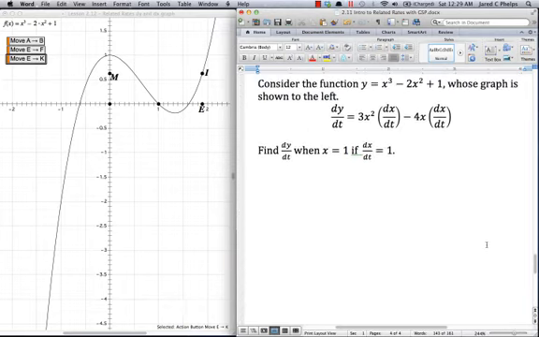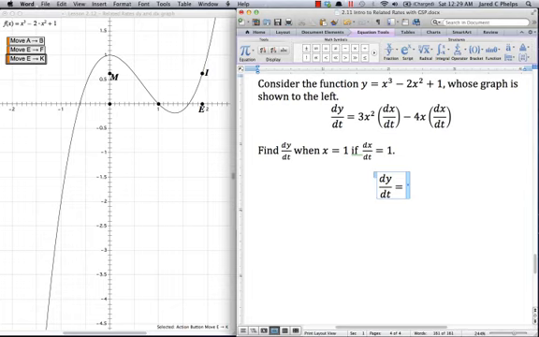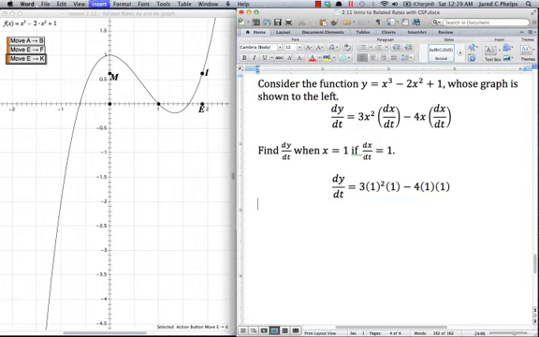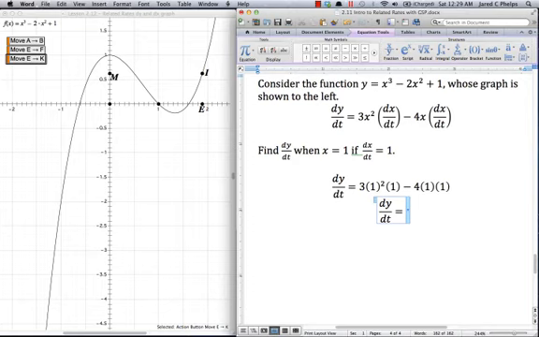Sort of very, very similar question, right? If this is indeed the relationship between the rates, can we find out what dy/dt is? Can I find out how fast y is changing now when x is positive 1 if dx/dt is sort of a constant speed of 1? We could do the exact same thing. We could say that dy/dt is 3 times 1 squared times 1 minus 4 times 1 times 1. And if we solve this, we'll end up finding that dy/dt is 3 minus 4, which is negative 1.